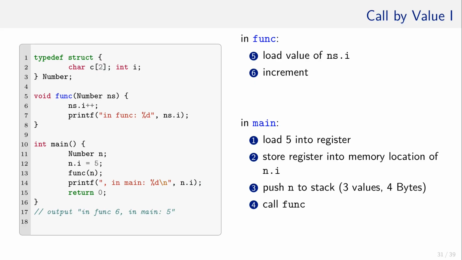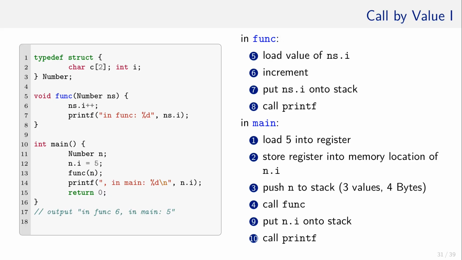Then the integer of ns is printed. So it is copied onto the stack before printf is called. After that, we return to the main, discarding the stack and hence the struct ns. As you can see, we never even touched the struct n, and hence its value is still the same, and 5 is printed last.